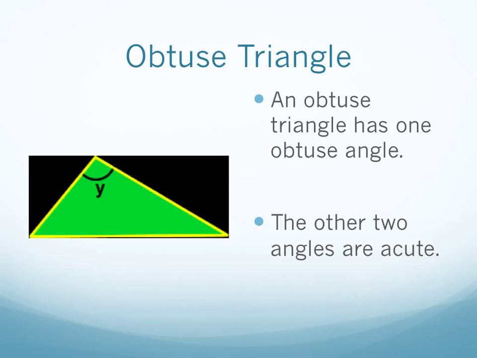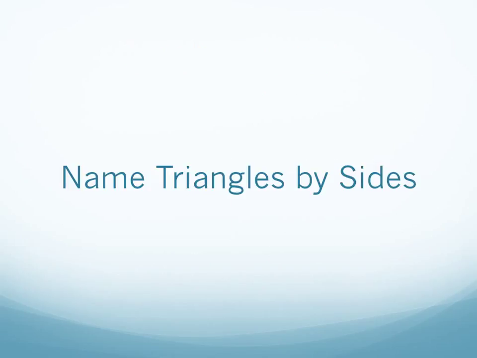At this point, you should have all 3 triangle names for angles complete. You should have a right triangle, an acute triangle, and an obtuse triangle. If you need to go back and fill any information in, do that now before you move on. The other way to name triangles is by their sides. The other 3 flaps are going to be used for naming triangles by their sides.